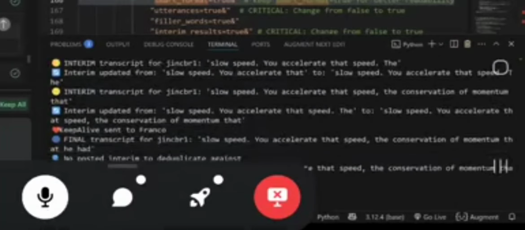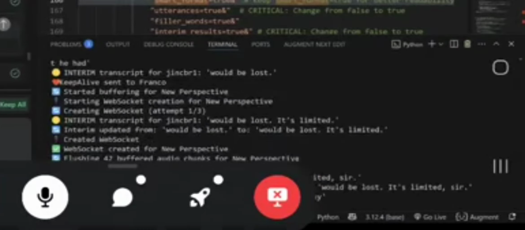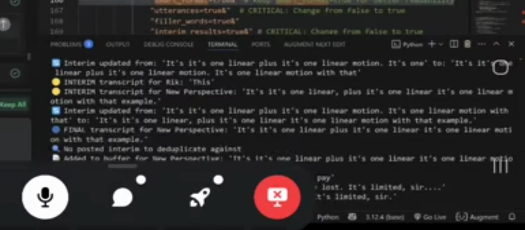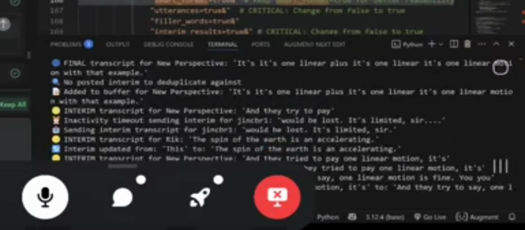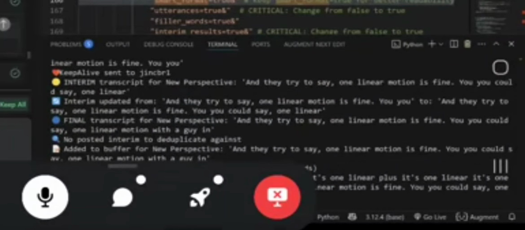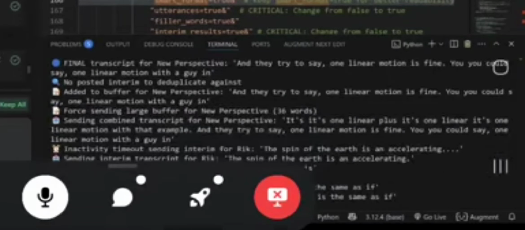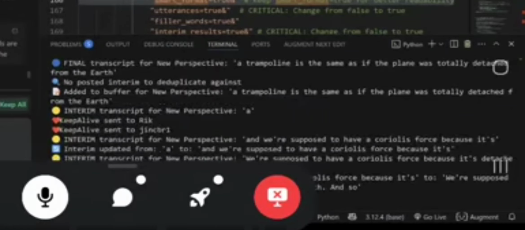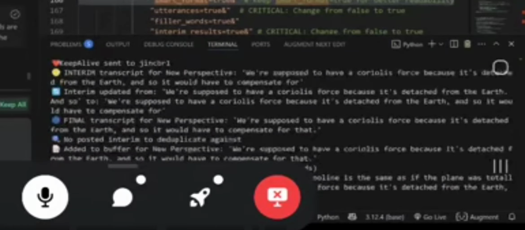Yeah, it's limited. Plus, it's one linear motion. It's one linear motion with that example. And they try to say the Earth isn't linear motion, it's accelerating. Fine. You could say one linear motion with a guy on a trampoline is the same as if the plane was totally detached from the Earth and was supposed to have a Coriolis force because it's detached from the Earth, and so it would have to compensate for that. But the winds are so much stronger, it doesn't have to compensate for that.